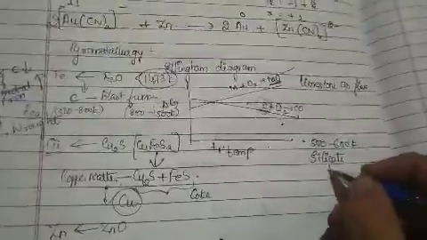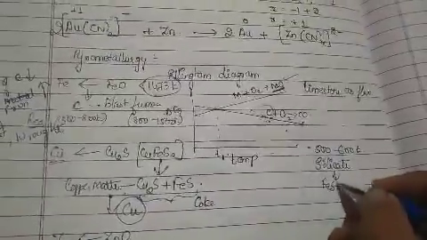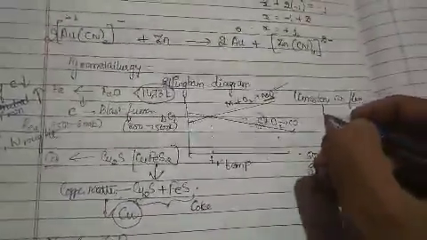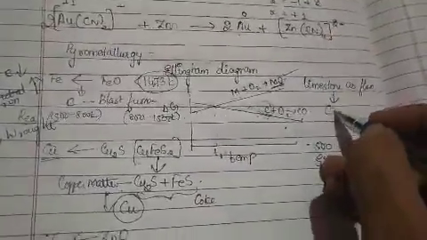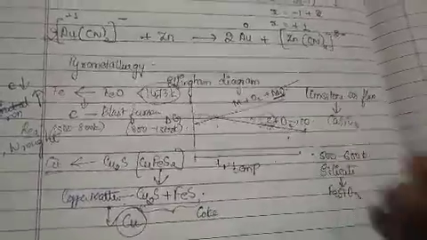And the slag we are getting here is iron silicate. And the slag we have got in the extraction of iron is calcium silicate. You have to please remember this part.